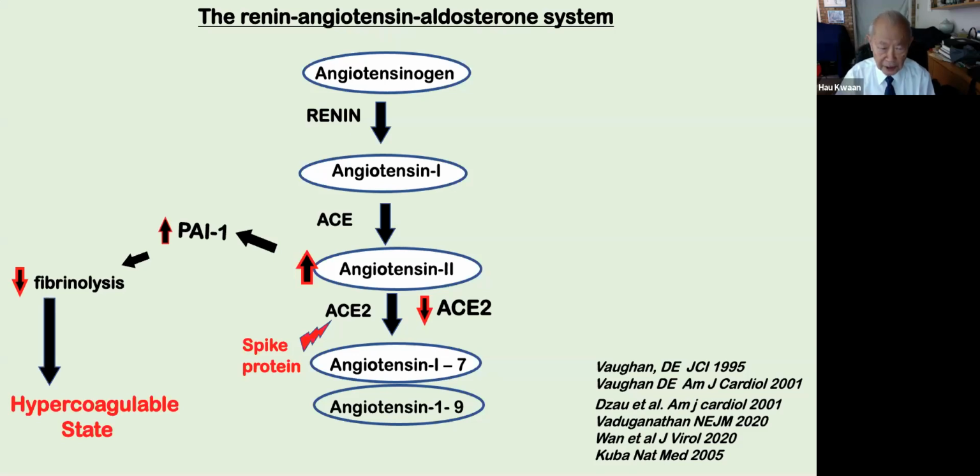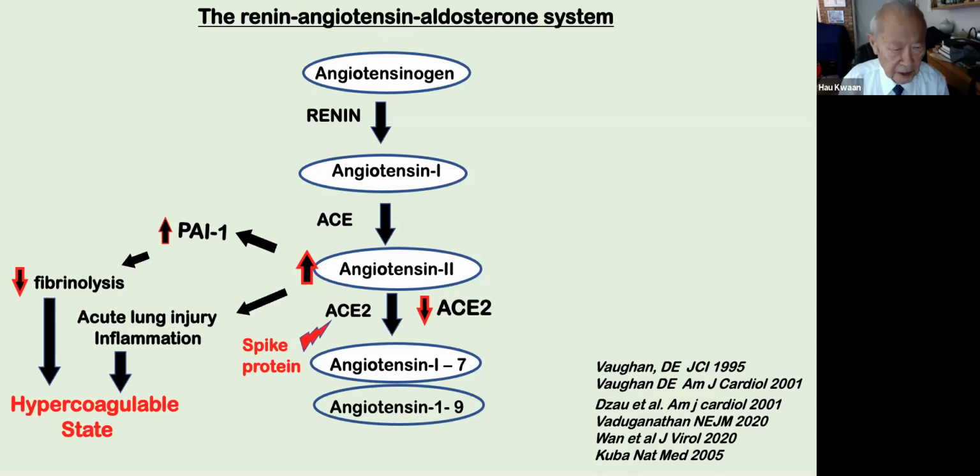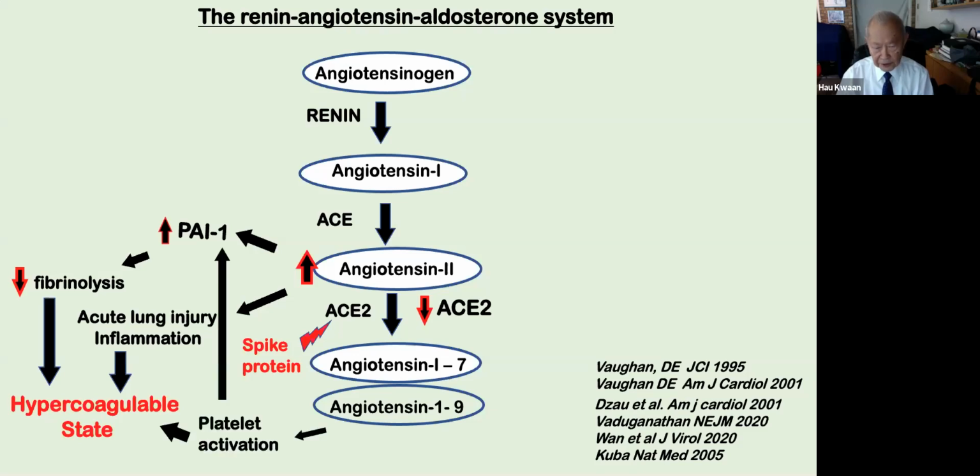But I said high level angiotensin 2 is also harmful because it binds to a receptor in the lung. It causes acute lung injury and acute inflammation, but both of these lead to hypercoagulable state. The angiotensin 1-9, the other product, also can activate platelets, and the activated platelets also contribute to the hypercoagulable state.